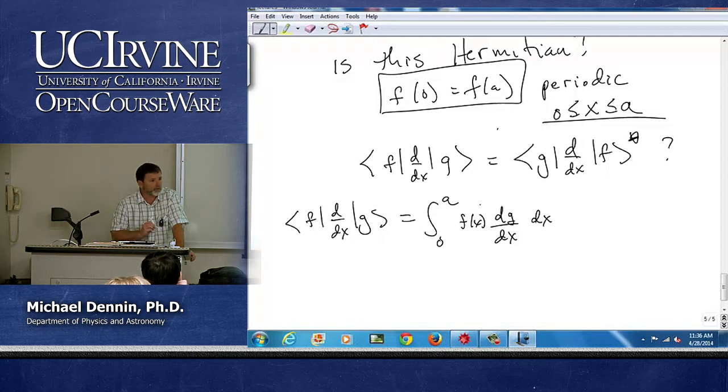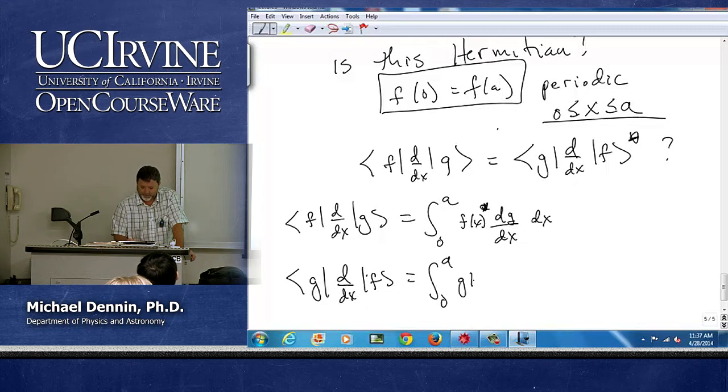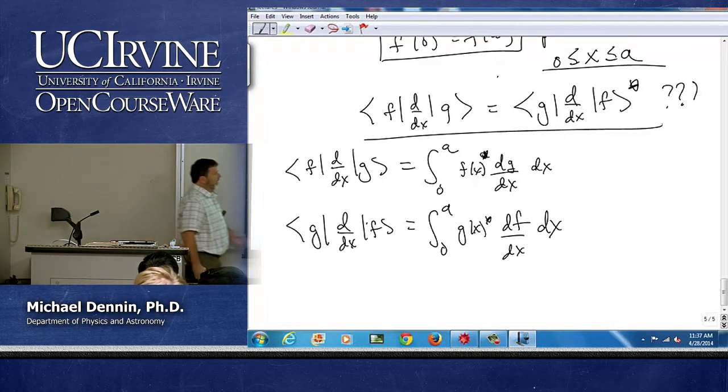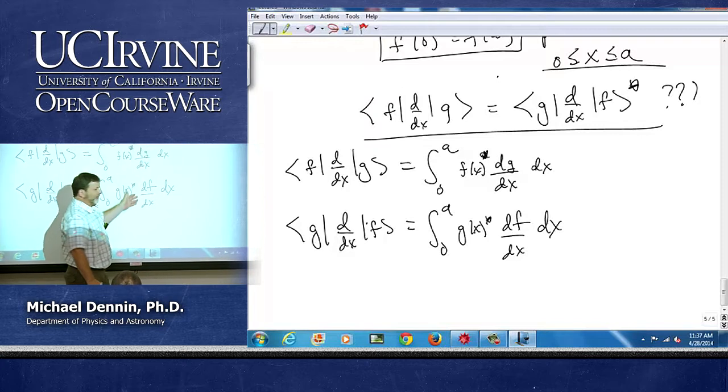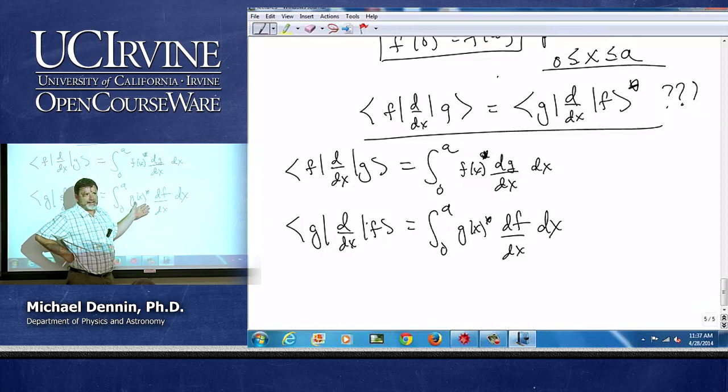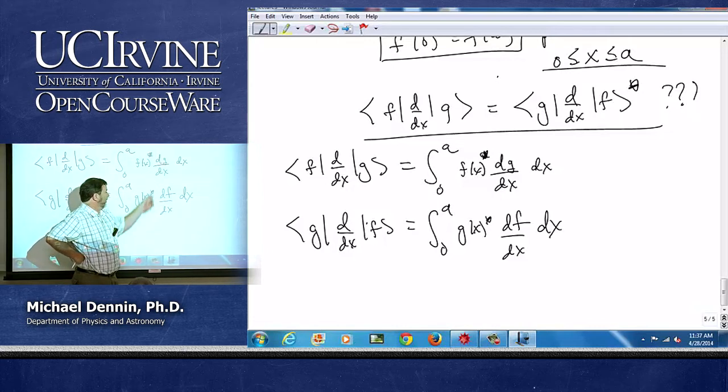Now, if we're being careful, and these are potentially complex numbers, remember f gets the complex conjugate. Now what is g with d by dx f equal to? Well, the same thing, but switch the g and the f. And I've just asked you to prove or not prove this statement up here. How would you begin to ask if this equals this? If the integrands equal each other. Well, if this were to equal that, that would be true.